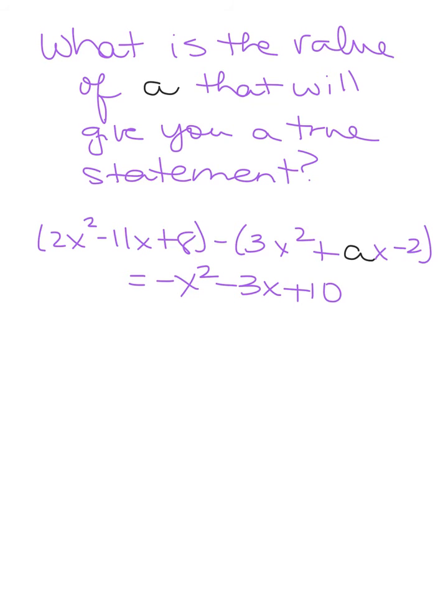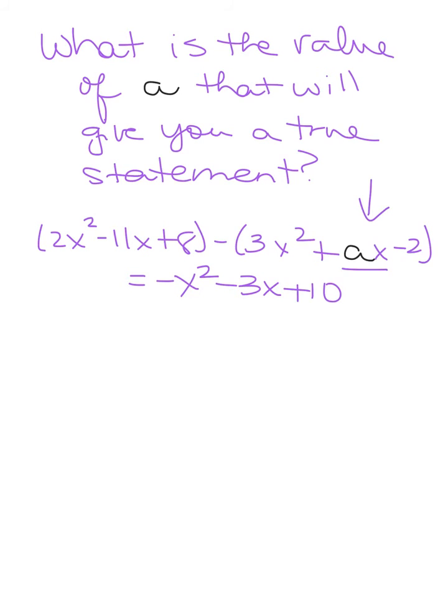Our next question says, what is the value of a that will give you a true statement? So let's see what we have. We're subtracting the polynomials here. We have the quantity 2x squared minus 11x plus 8 minus the quantity 3x squared plus 8x minus 2 is equal to negative x squared minus 3x plus 10. Now, this type of problem looks overwhelming at first because that variable is kind of messing you up, and you're not really sure what to do with it. But let's just take a closer look.